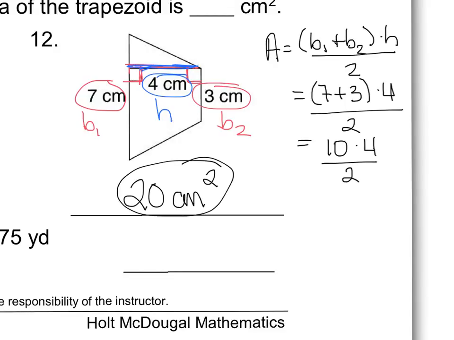So you'll notice I followed all the steps. I wrote down my formula, plugged in my numbers, simplified a little bit. You don't have to simplify all the way. Then typed it in my calculator and found my answer.